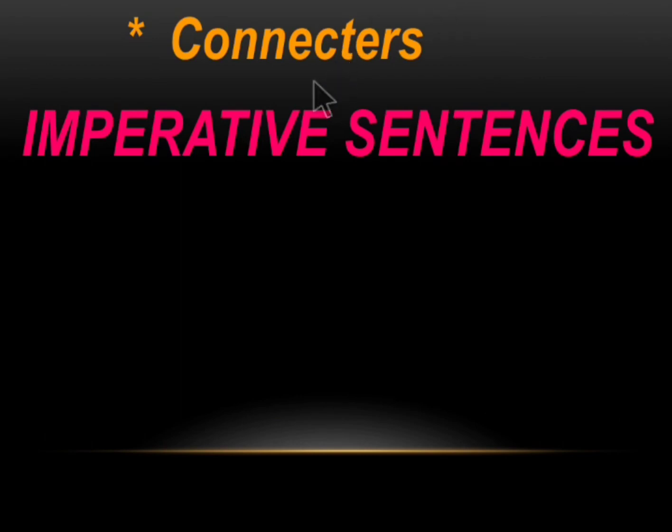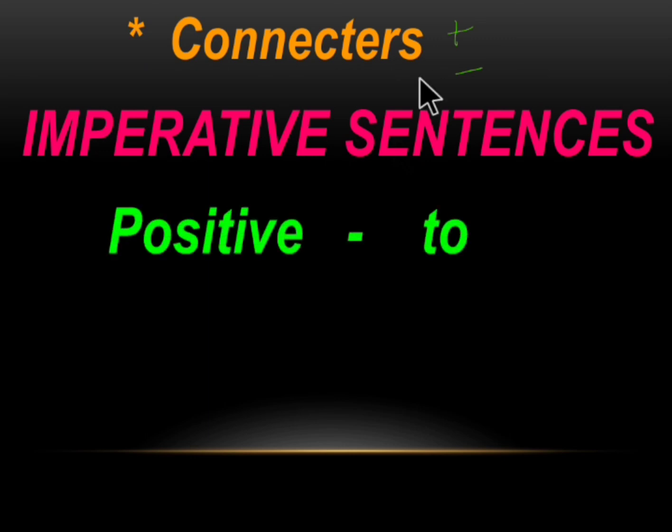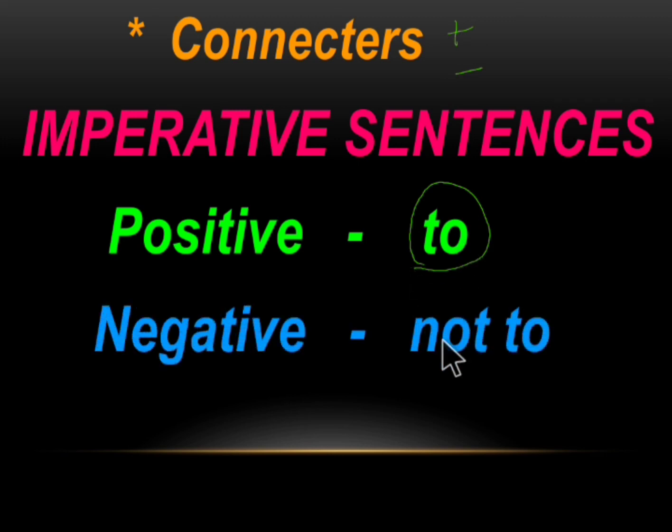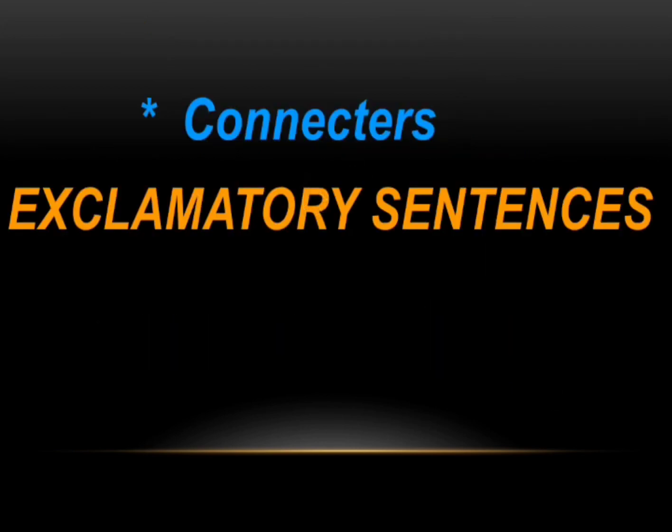Next, the connector for imperative sentence. In imperative also we have two types of imperative. One is the positive sentence and the other one is the negative sentence. If it is a positive sentence, we use to. The connector for positive sentence is to, and for the negative sentence it is not to. The next one, that is the last one, is the exclamatory sentence. For the exclamatory sentence, the connector is that.